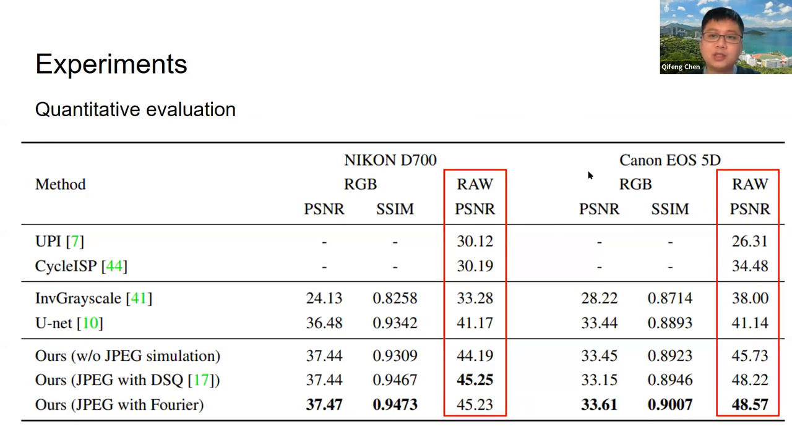We perform experiments on two types of cameras. One is the Nikon camera, and another is the Canon camera. So you can see that the RGB images generated by our approach, and the raw data, both have a relatively high PSNR. Usually when the PSNR is beyond 30, it's hard to tell the difference between two images. So now in the raw data, we can even achieve 45 and 48 dB in PSNR.